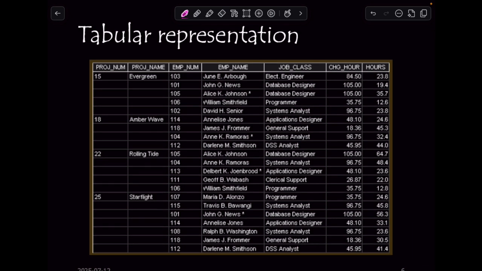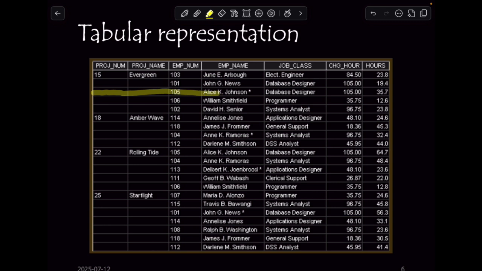Except for this total charge, if you copy everything into a tabular representation like this, you have the same information. Let's say we read this highlighted line, the third line. Then definitely this is information about the Evergreen project and one of the employees who is working for this project, that is Alice. So we can understand this employee's job class, charge hour, and hours. However, when we look at just this one specific row, although we know that this is part of the Evergreen project, this line itself does not have the information whether it's the Evergreen project.